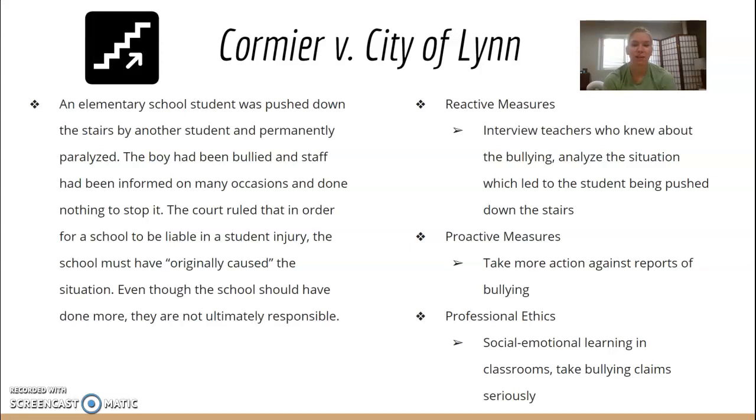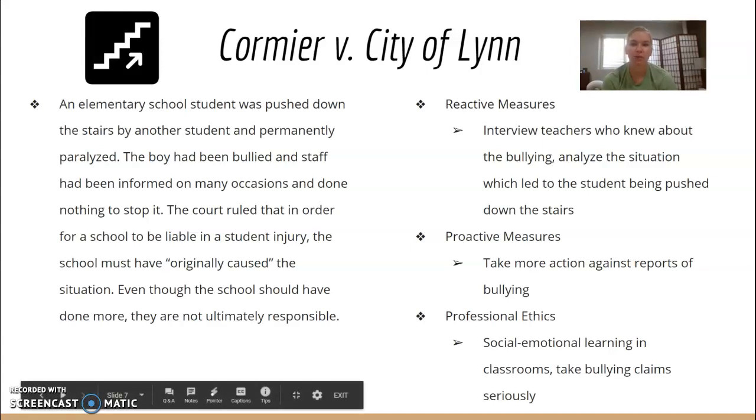Professional ethics, social emotional learning in classrooms, especially in elementary school, when kids are learning the difference between right and wrong, should take priority. And then taking bullying claims really seriously so things like this don't happen. So that is some examples of tort cases in schools and different liability situations. Thanks.